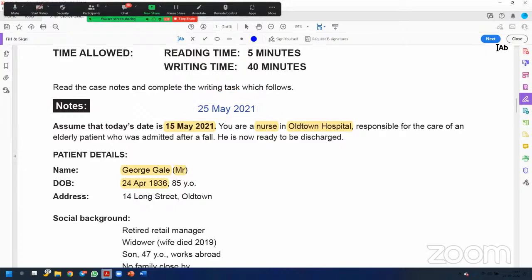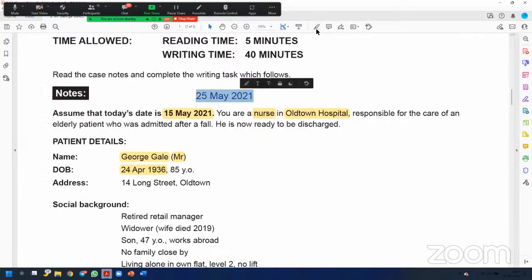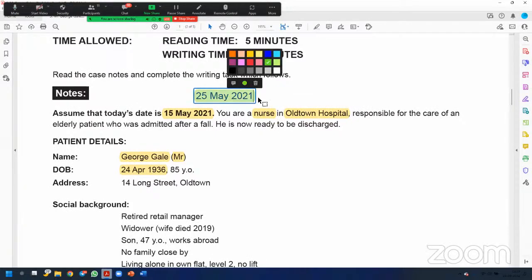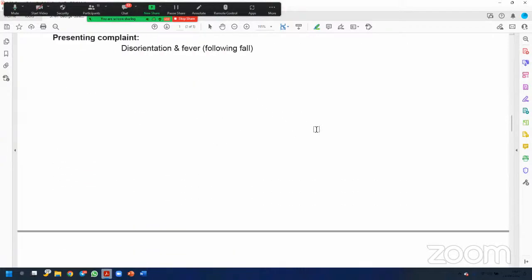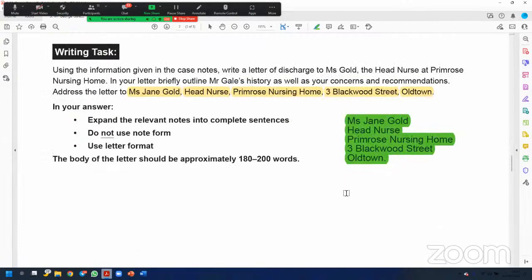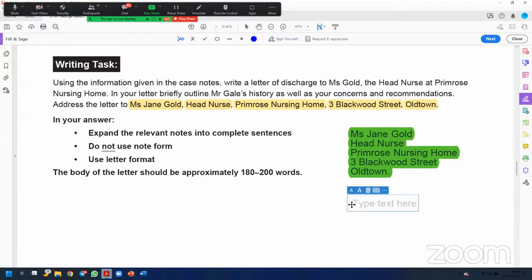25 May 2021. Write the name of the month in full. Date. Number three, salutation. We'll go here, first line. So, Miss Jane Gold, you write, Dear Miss Gold, with a comma. Dear Miss Gold.